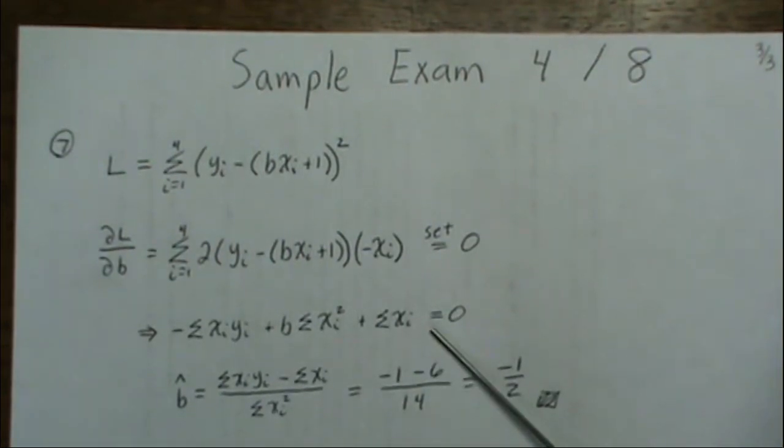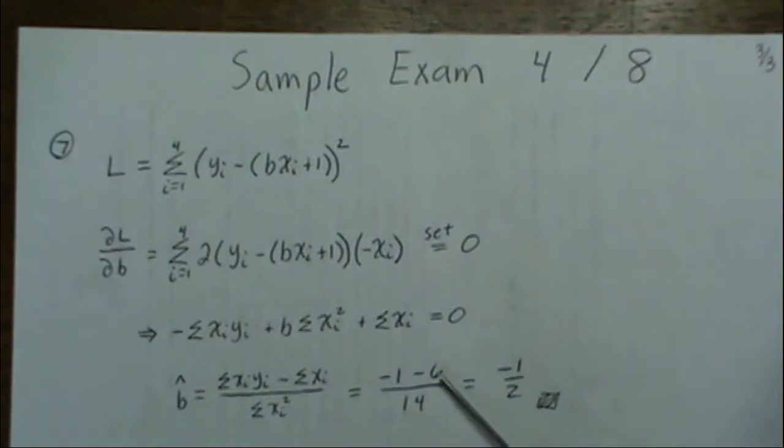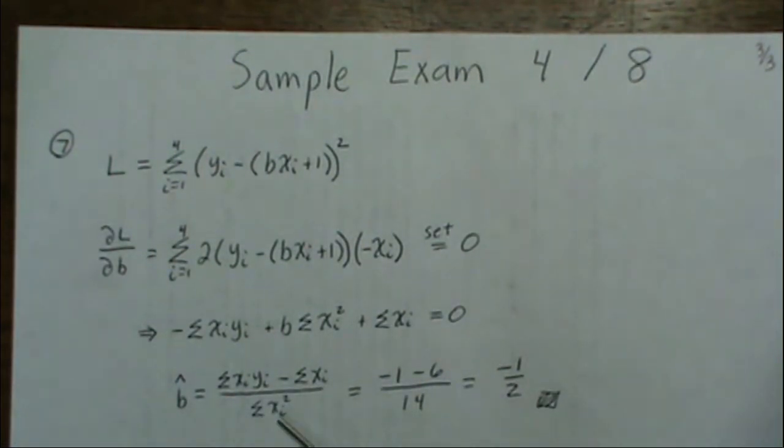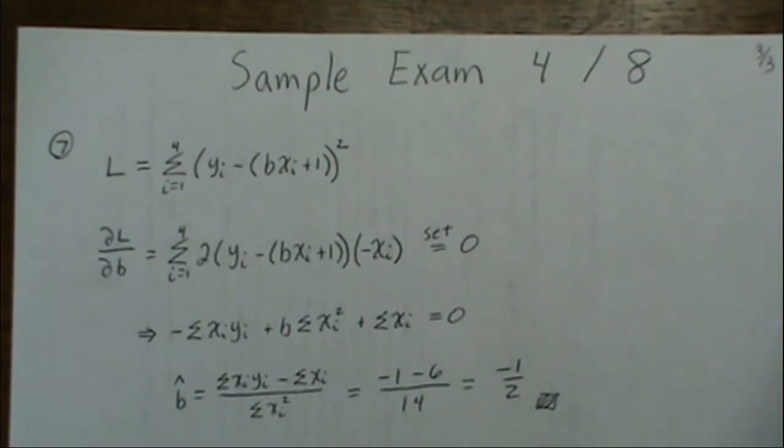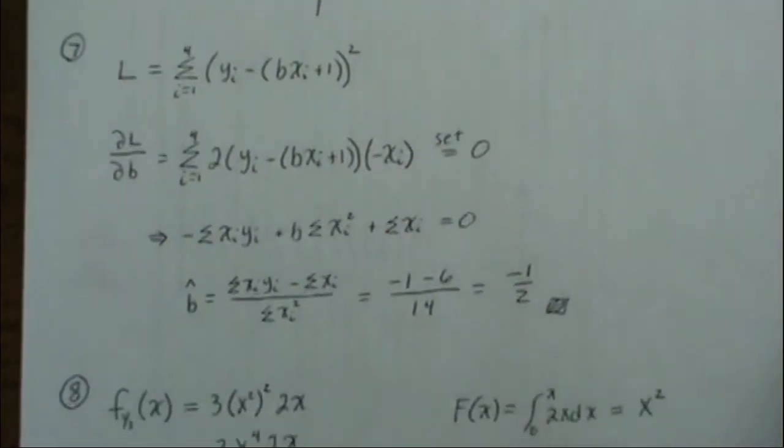We solve for b, and we get this. And then we're also given the data points, so we can find the sum of x_i y_i. That's minus 1. Sum of x is minus 6. Sum of x_i squared is 14. So the answer is b is equal to minus 1/2.